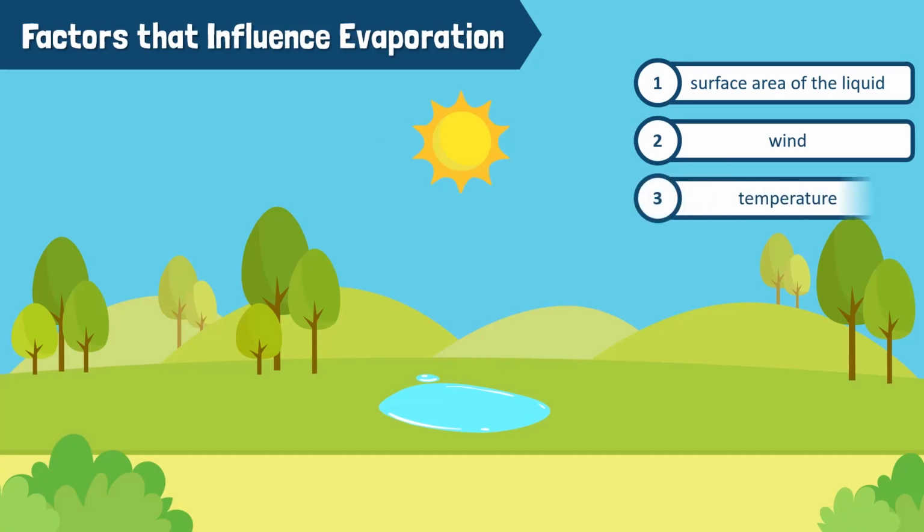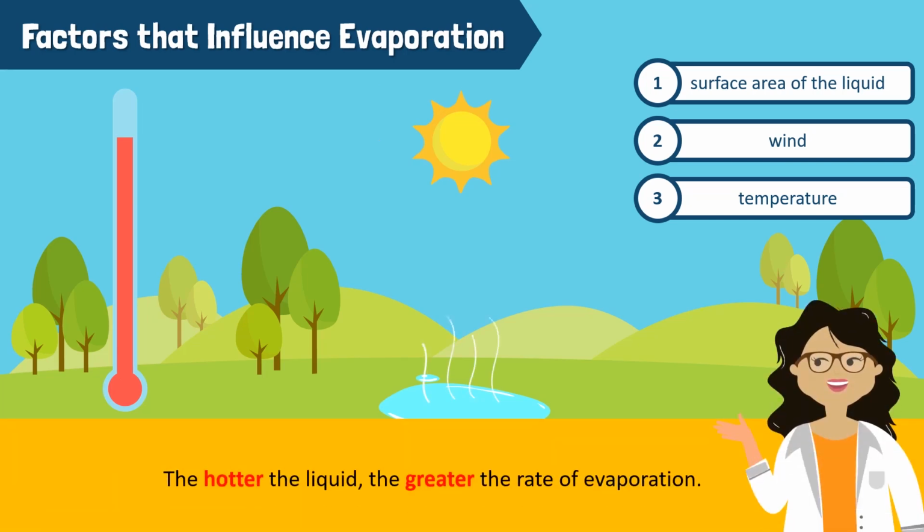The temperature of the liquid also plays a role. The hotter a liquid is, the more kinetic energy its molecules have. This means that molecules at the surface will have more energy when the temperature is high, and therefore will need less energy to escape from the liquid. Therefore, the hotter the liquid, the greater its rate of evaporation.